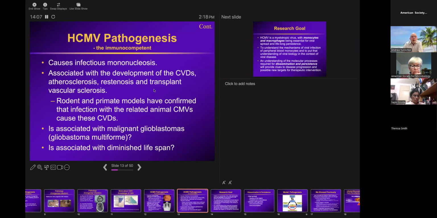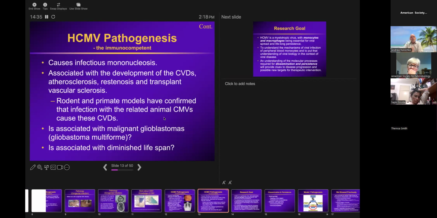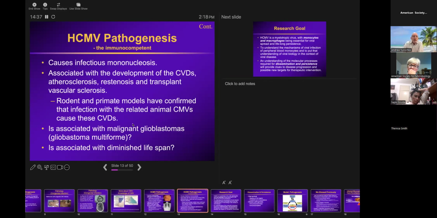There's been a big push to understand CMV and its role in cardiovascular diseases, where it's clear that there's strong evidence in atherosclerosis, restenosis, and certainly in transplant vascular sclerosis. In animal models, we certainly know they've used Koch's postulates to show that the rodent viruses are, in fact, associated with these cardiovascular diseases. There remain studies linking this to certain types of cancers.